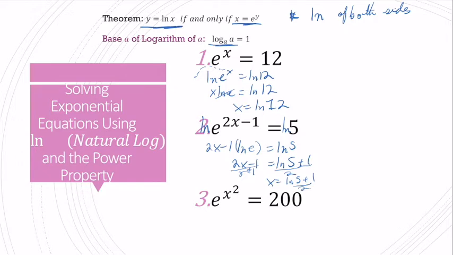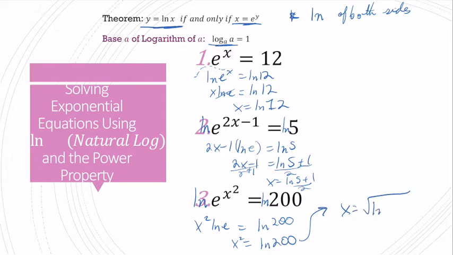Next, if I have e to the x squared equals 200, I'm going to take the natural log of both sides. I get x squared, natural log of e, equals the natural log of 200. So I have x squared equals the natural log of 200. In order to get rid of that square, I'm going to have to take the square root. So x equals the square root of the natural log of 200. Note, I'm taking the square root of the natural log of 200, not the square root of 200. So I can't simplify this any further.